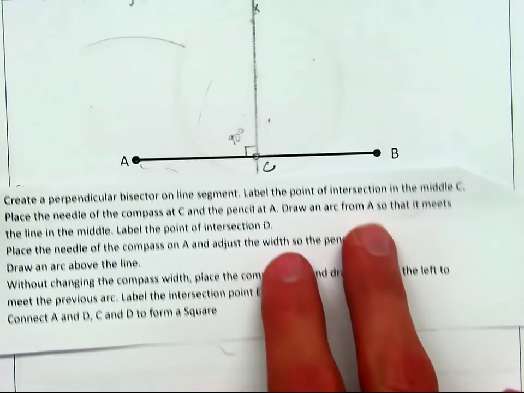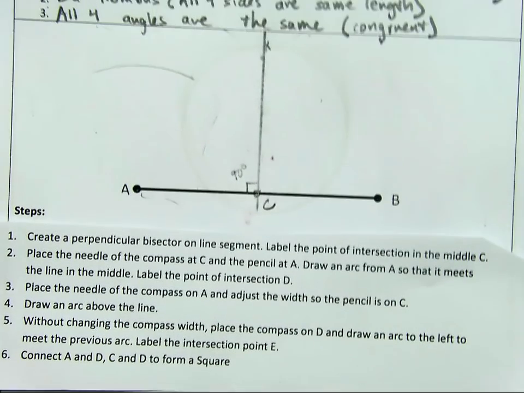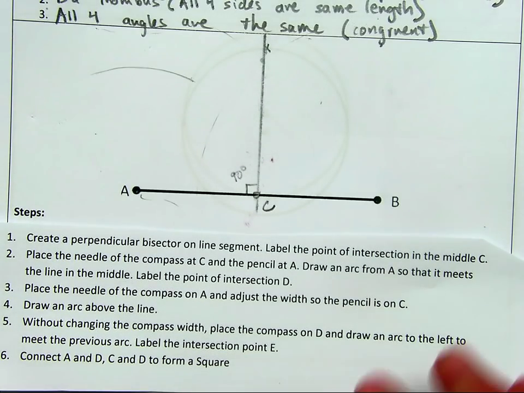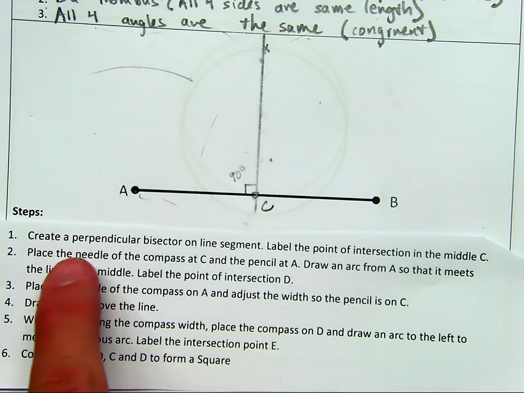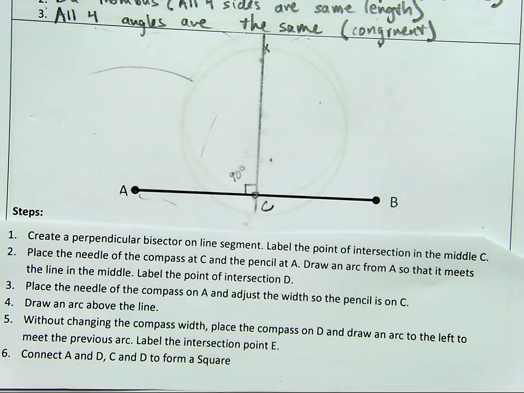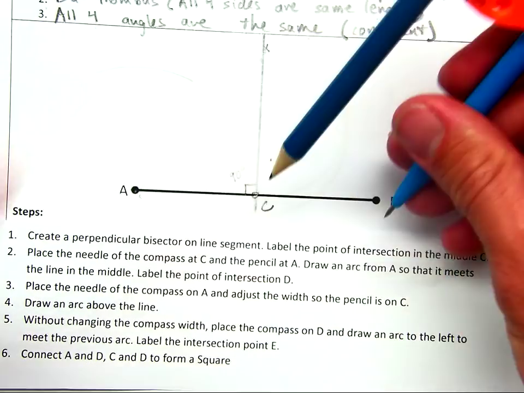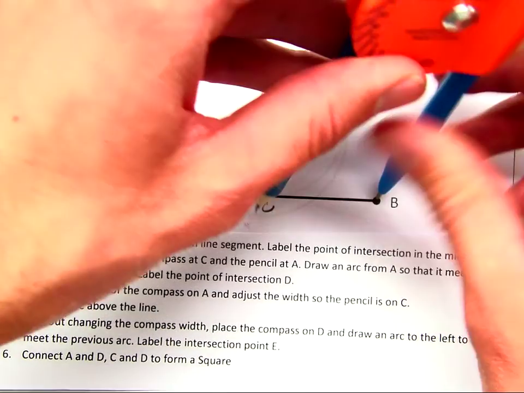Alright, let's do this. So this is kind of the culmination, the hardest construction, if you will. Let's create a perpendicular bisector on this segment. So I like this one because it uses a construction. This is the first construction we did.